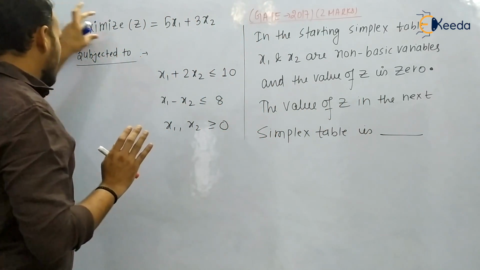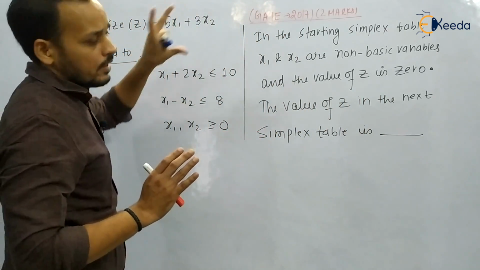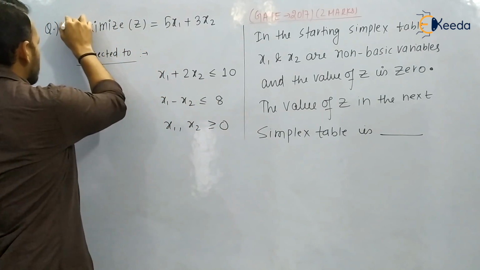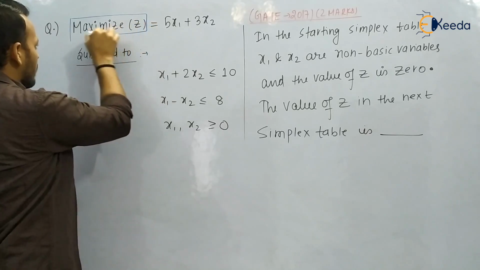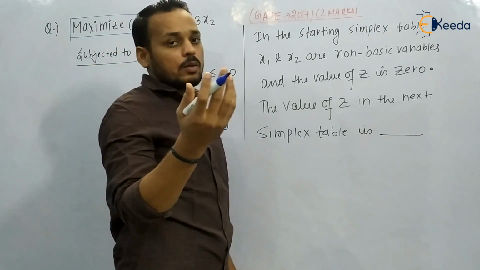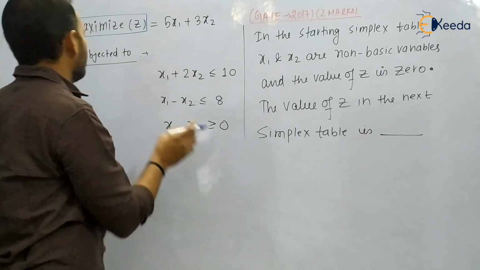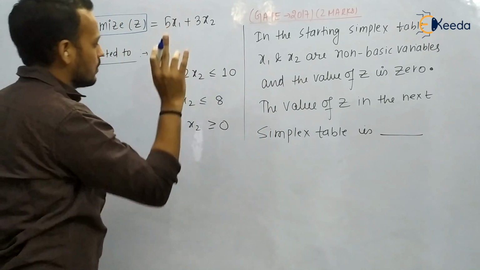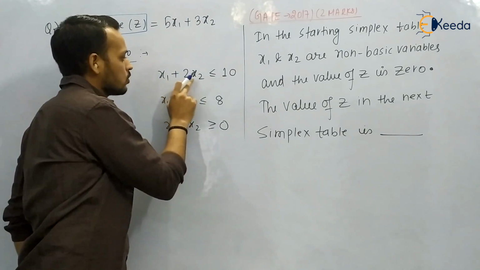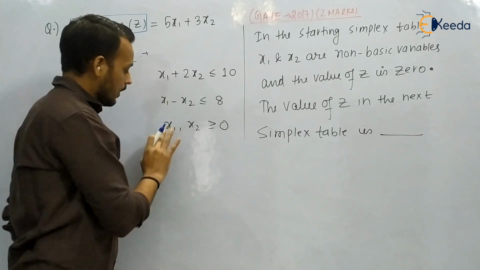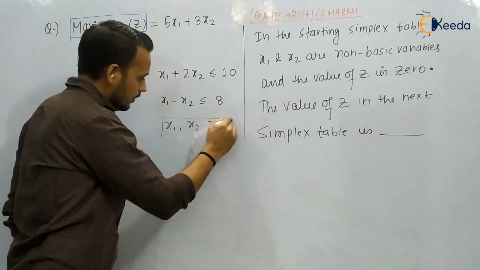It is given: maximize z equals 5x1 plus 3x2. This is our objective function, and we know that the objective function nature is profit type, because it is maximization type. It is subject to these constraints. First constraint: x1 plus 2x2 less than or equal to 10. Second: x1 minus x2 less than or equal to 8, and non-negativity restrictions.